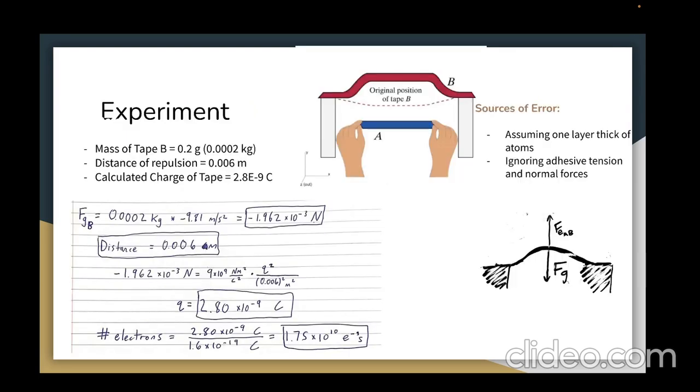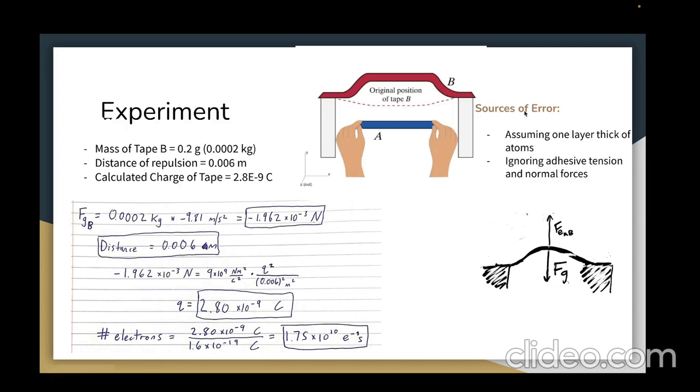So the physical experiment for this lab involved 2 pieces of charged tapes, which are assumed to have the same quantity of charge. The 2 pieces of tapes are brought closer until the top one starts to levitate above the bottom one. Once that observation is seen, you measure the distance between the two, which is our distance of repulsion. And from there, you can set the force of gravity, which is calculated by mg, equal to Coulomb's law, and solve for the charge, which was calculated to be 2.8 times 10 to the negative 9th coulombs.